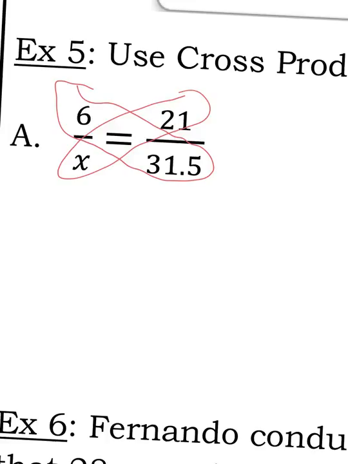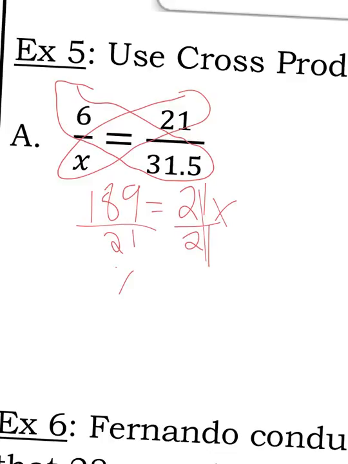But yeah, let's do it. What's 6 times 31.5? I get 189, so 189 equals, what's 21 times x? 21x. So let's divide. What's 189 divided by 21? I get 9. X equals 9. And that's it. You could plug it back in, type in 6 divided by 9, and you'll get 2/3. And you type in 21 divided by 31.5, that's 2/3, or 0.6 forever.